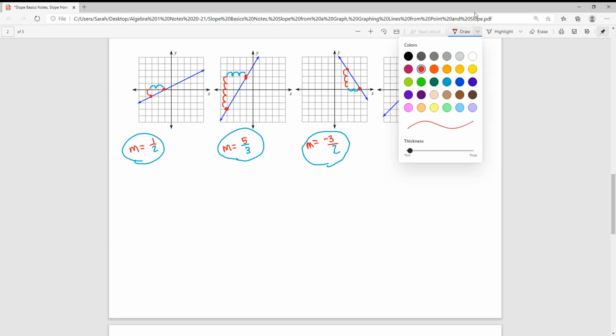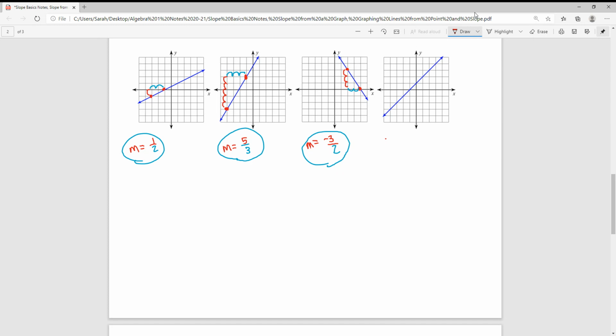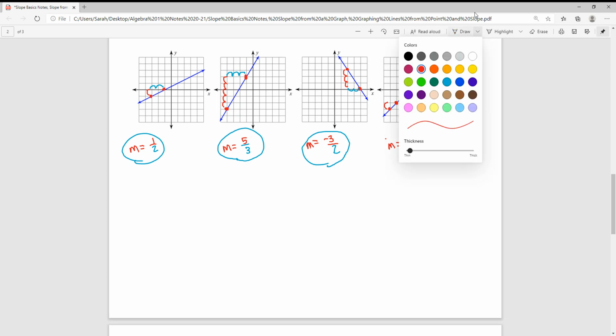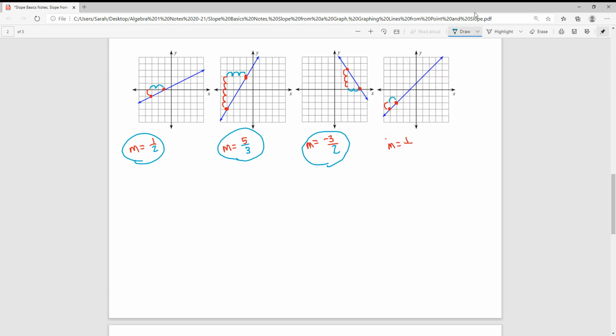All right, last one, same idea. So let's find 2 points that work nicely. Looks like this one and this one. To get from one point to the next, I've gone up 1, and I've gone to the right 1. So my slope is 1 over 1. You can leave it like that, or you can say 1 divided by 1 is just 1.